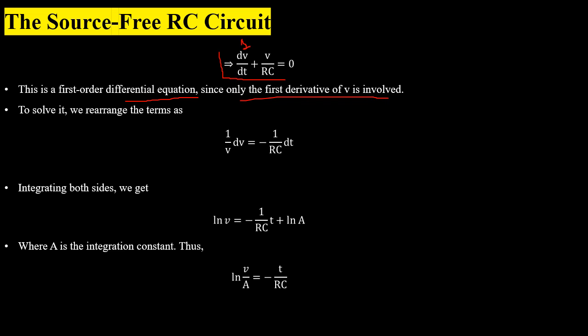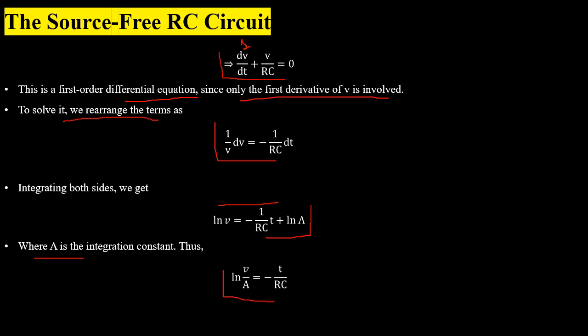Now for solving purpose, we will rearrange the elements of the equation and will integrate both sides, and the resultant equation will be natural log of voltage equal to minus 1 over RC t plus natural log of A. And here A is the integration constant and will represent the initial condition of the circuit.